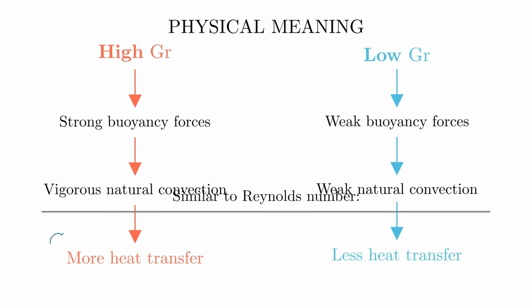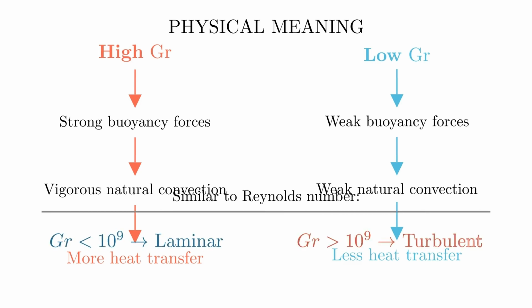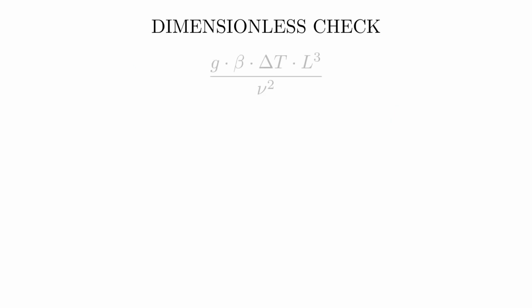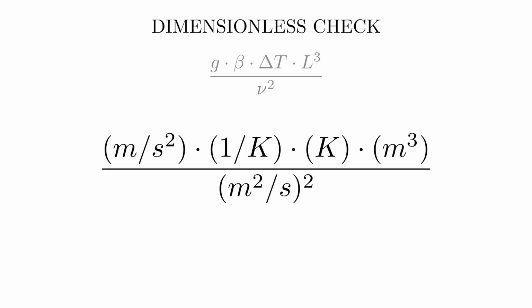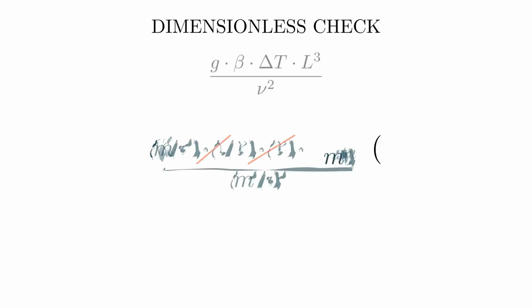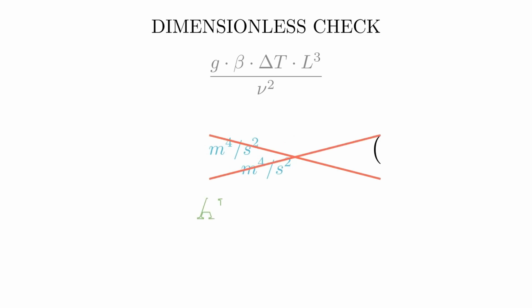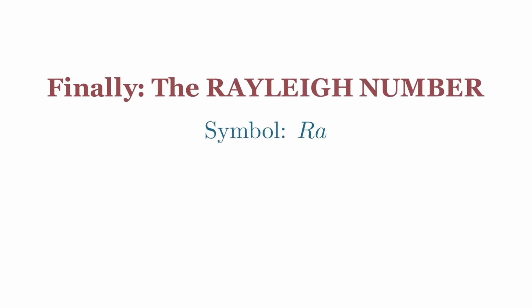Similar to Reynolds number, Gr less than 10 to the 9th, laminar natural convection, Gr greater than 10 to the 9th, turbulent natural convection. In between, transition zone. Dimensionless check. Meters per second squared times 1 over K times meters cubed over meters squared per second squared. All units cancel. Finally, the Rayleigh number, symbol Ra.